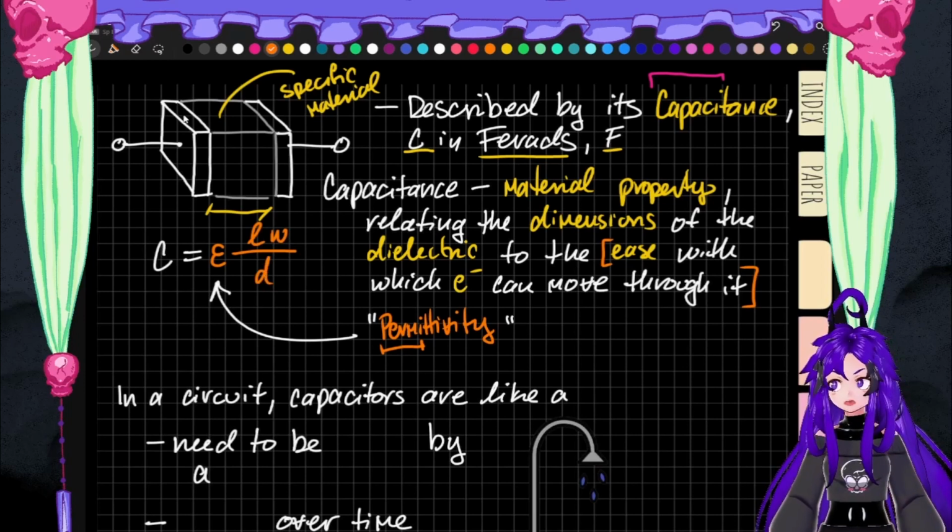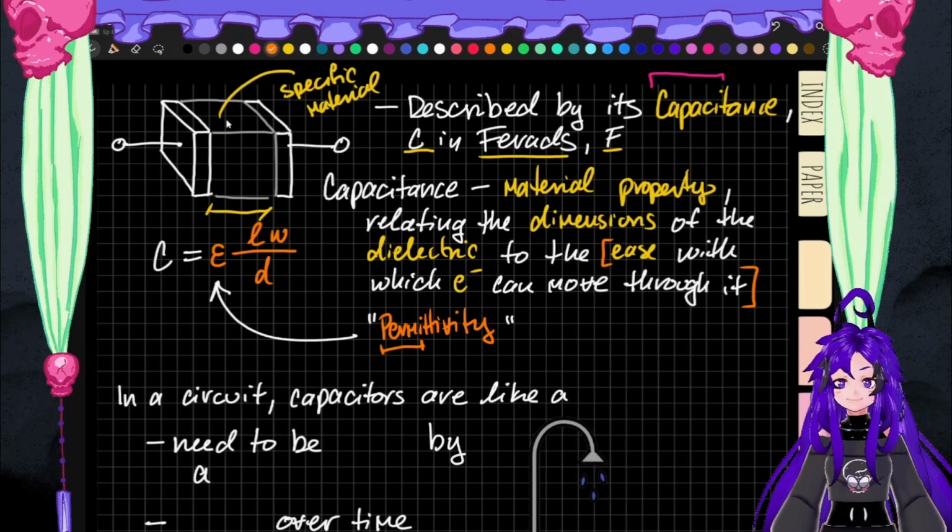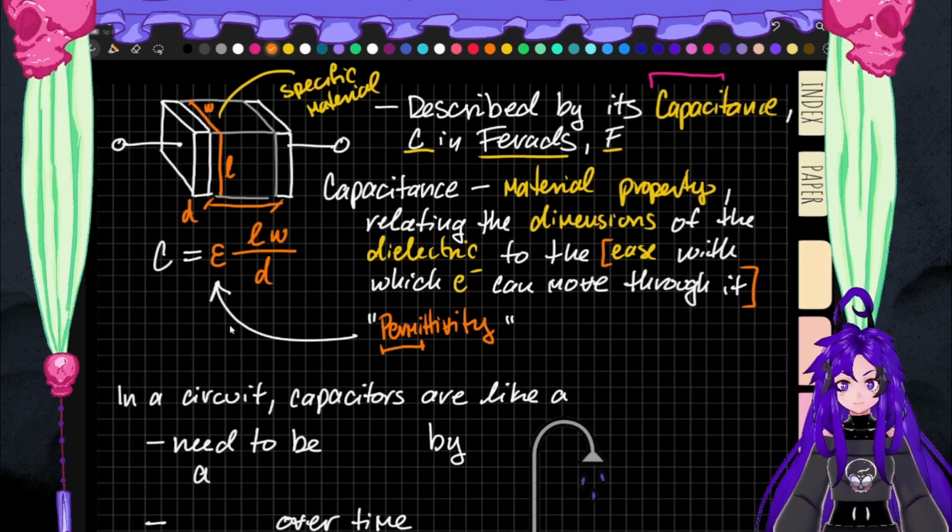Okay? So this dimension, width. This dimension, length. This one is depth. Okay?